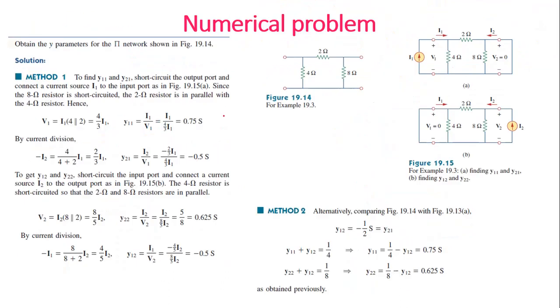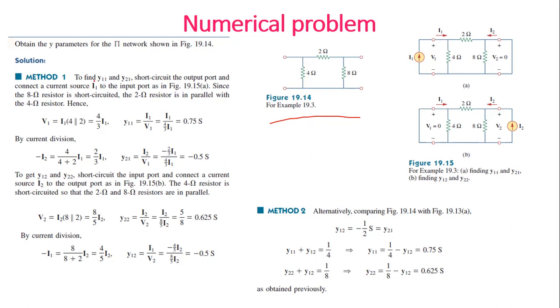Now let us discuss this numerical problem. Obtain the Y parameters for the pi network shown. So this is the pi network. Again we can have two methods. One method is the procedure by which we obtain the admittance parameters, that is by short circuiting one terminal and connecting the other terminal with a source.